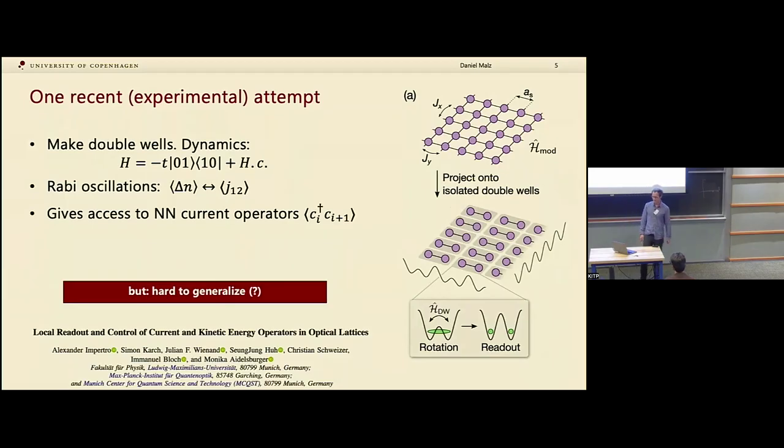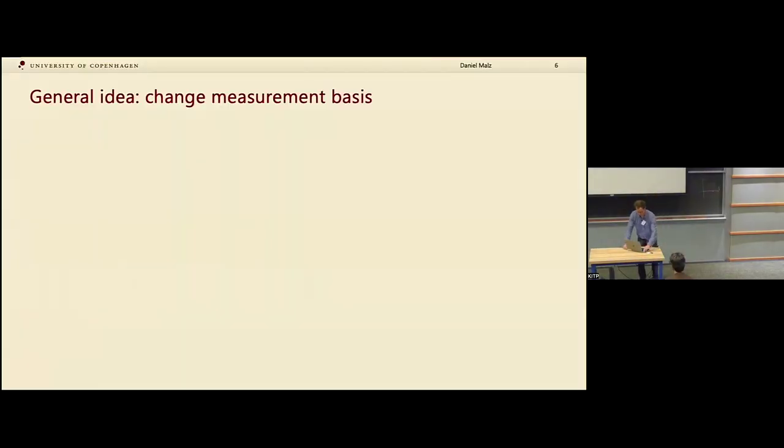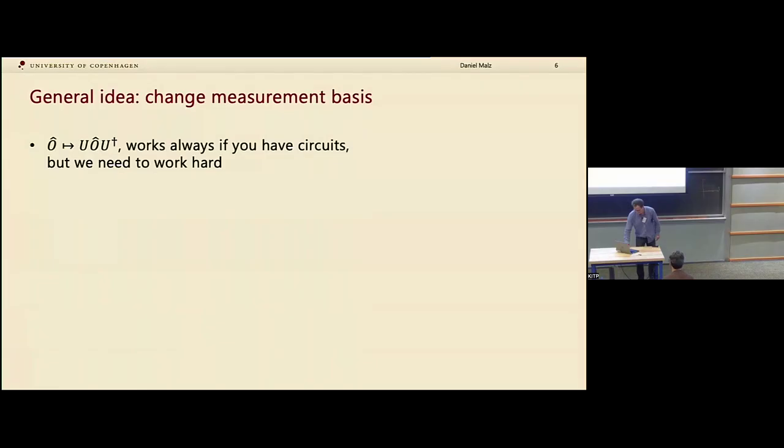And of course, people have thought about these things for a long time. It's very simple, of course. You all know this. If you can only measure in one basis, but I would like to measure an observable in a different basis, I just need to conjugate it with a unitary. I need to apply some unitary to my system that changes my basis, and then I can measure another observable.